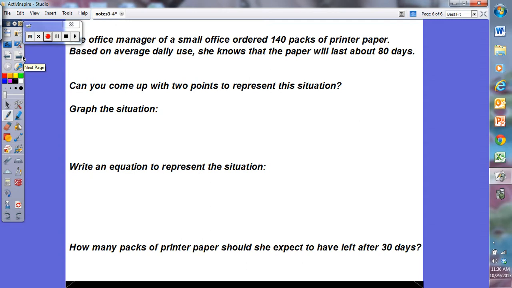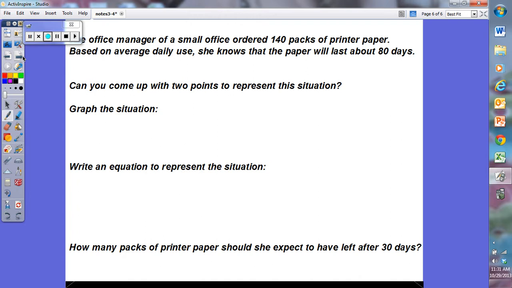Now, here is a question. The office manager of a small office ordered 140 packs of printer paper. Based on average daily use, she knows the paper will last about 80 days. Come up with points to represent the situation. So we have days and we have packs of printer paper. Think about which one of those would be the independent and which one would be the dependent variable.